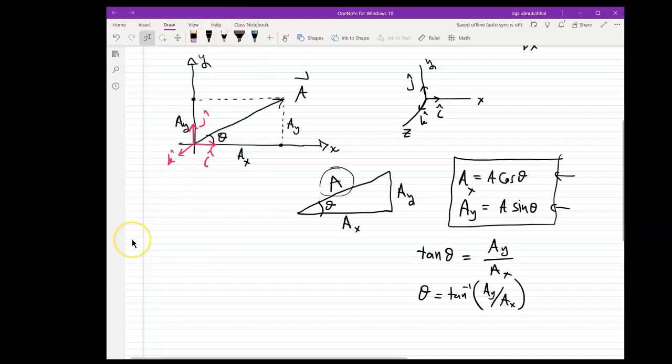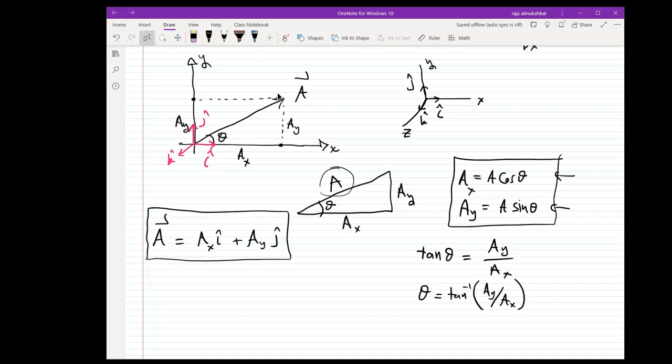I can represent the vector in terms of i, j, k like this. A vector, which is this one that I have right here, is equal to A sub X i plus A sub Y j. See that? So that's how I would represent it. Okay? So this representation of a vector is more popular than this one. You see what I'm saying?